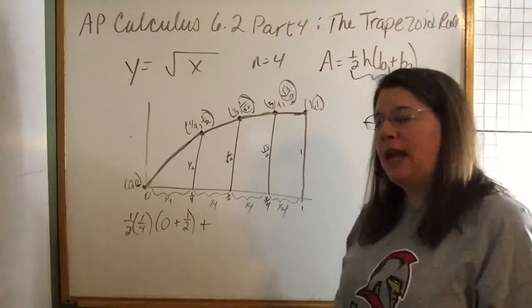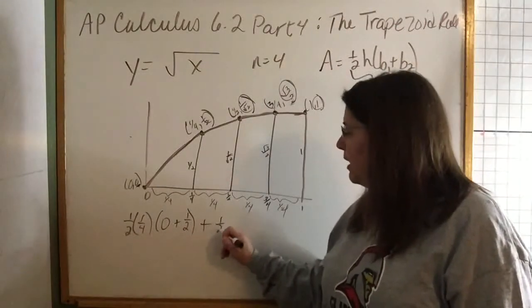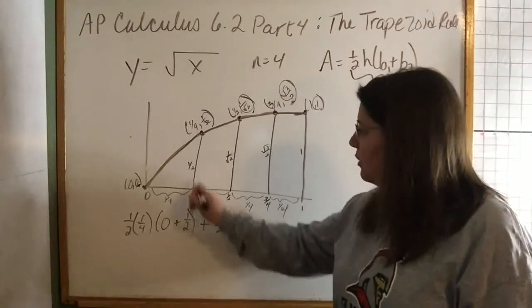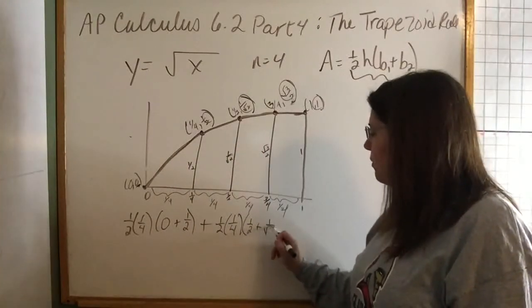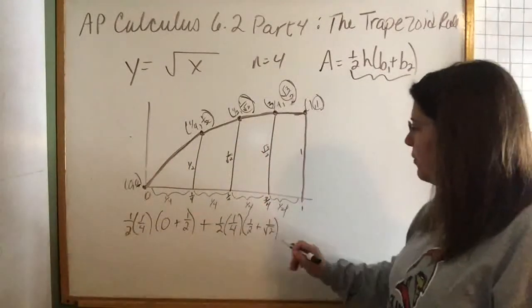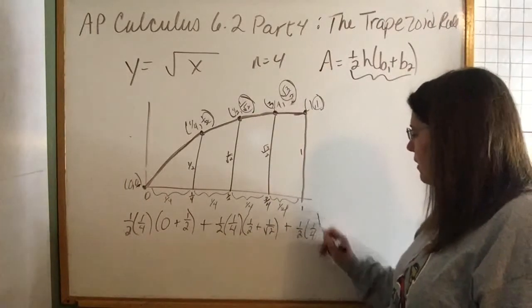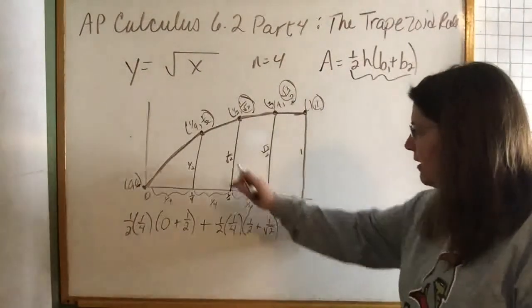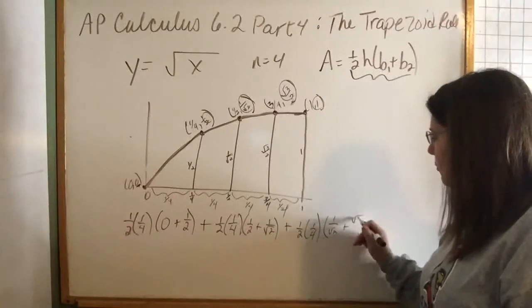I'm going to add to that the formula for the second trapezoid. The 1/2 is part of the formula. The height is the same for all of these. My base 1 in this one is 1/2. My base 2 in this one is 1/√2. In my third trapezoid, the 1/2 times 1/4 is consistent, 1/2 times the height. My base 1 is 1/√2. My base 2 is √3/2.